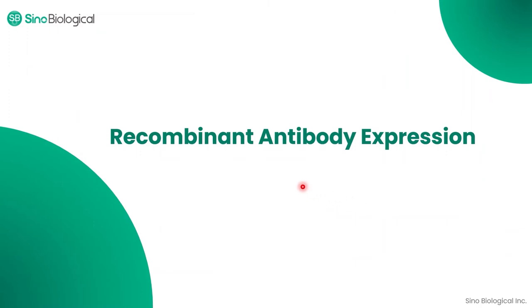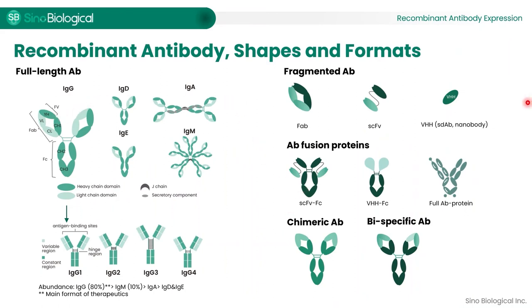The next part is recombinant antibody expression. Antibodies have different shapes and formats. We have experience expressing all four subtypes of IgG as well as IgM, and we have very limited experience in producing IgA. Antibodies can also be fragmented into Fabs or scFv, and there is another class of unique antibody called nanobodies. There can be antibody fusion proteins, where we take different fragments fused with Fc domains from different subclasses to extend their half-life. There are also chimeric antibodies and bispecific antibodies. Anyway, there are a lot of options in terms of the format of recombinant antibodies. Fortunately, we do have quite good experience in most of these formats.